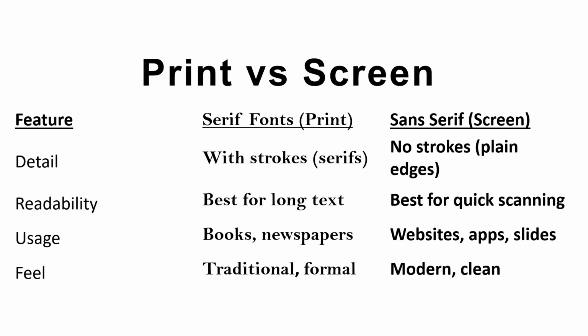So the features, we have got detail: serif fonts with strokes, best for long text, used in books and newspapers, looking traditional and formal. Sans serif without strokes, best for quick scanning. They are used in websites, apps, slides, on-screen signage because it looks modern and clean. That is the preference of serif and sans serif fonts in print media versus electronic and digital media.